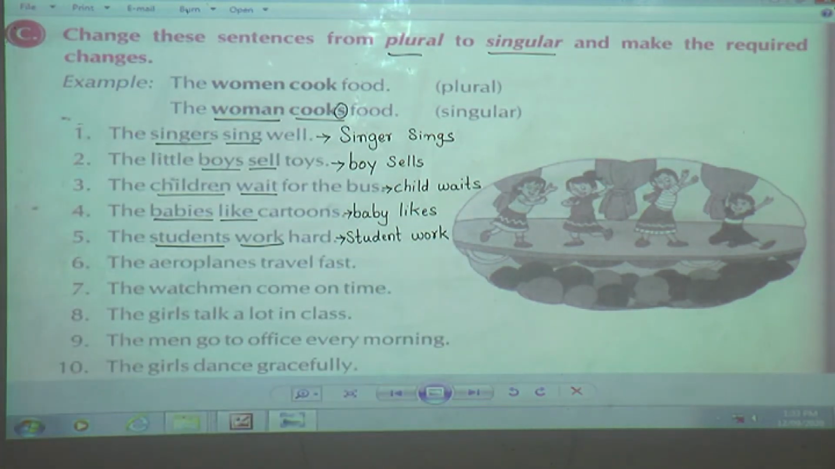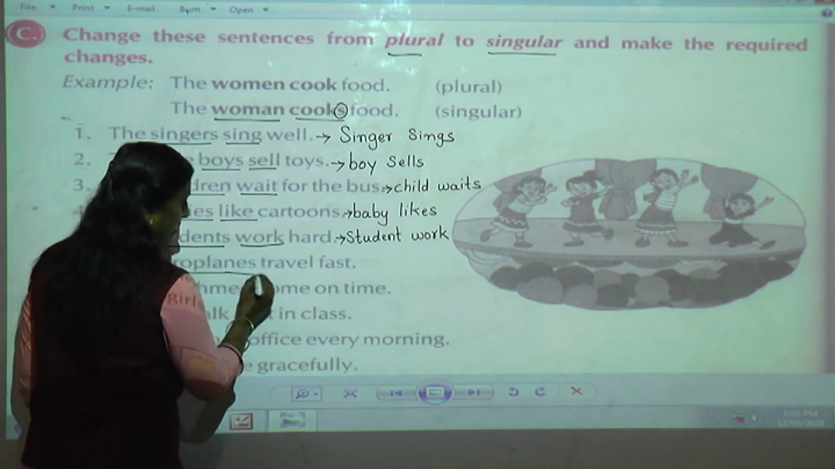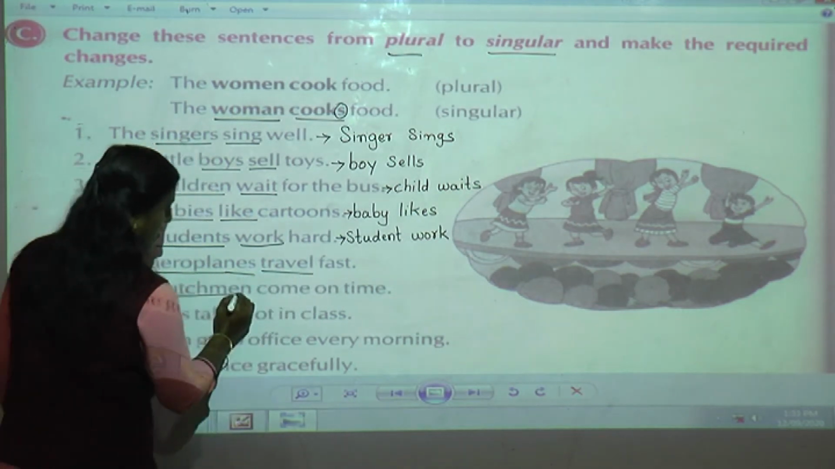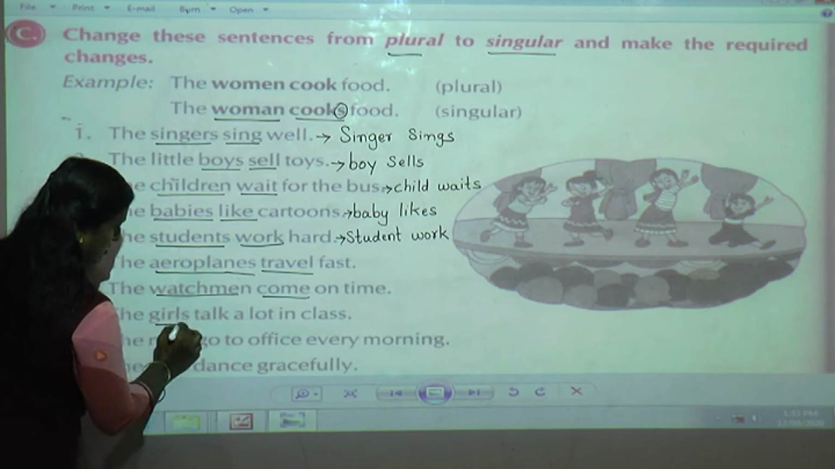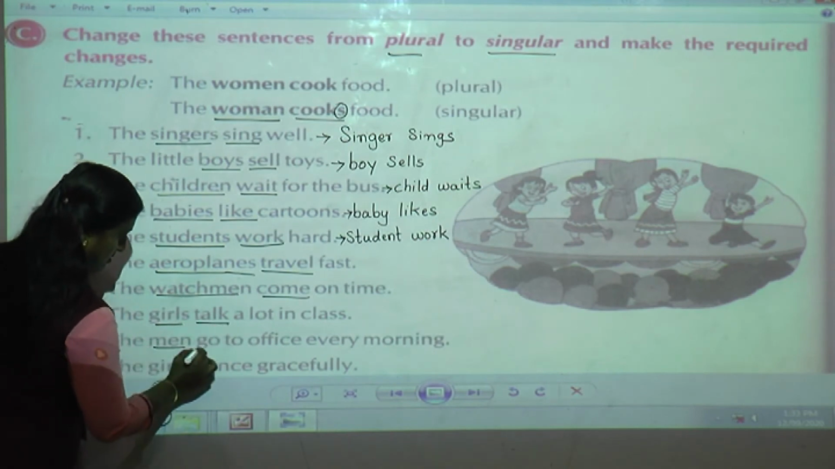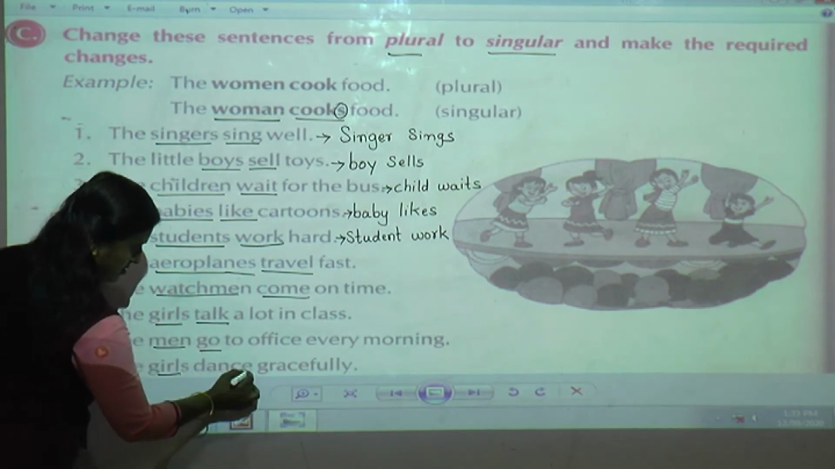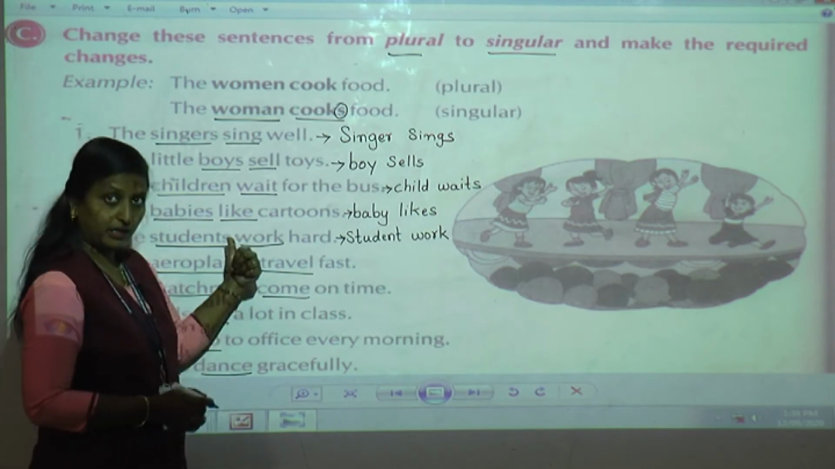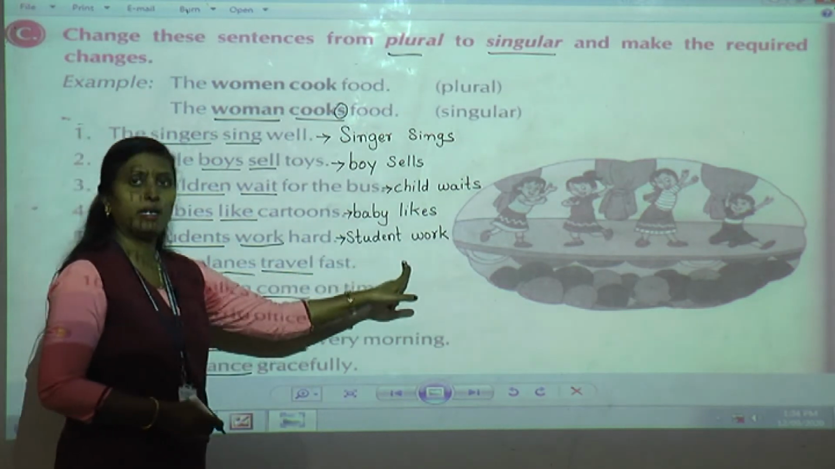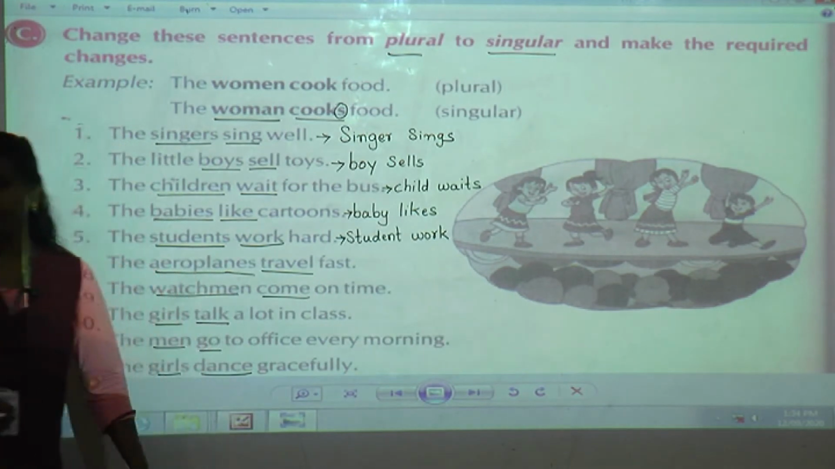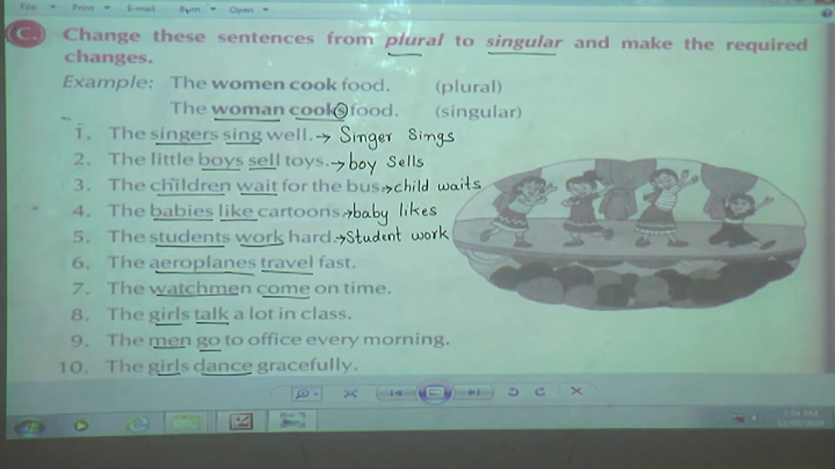Done? Okay. So for example, I have solved. The remaining 6, 7, 8, 9, 10 you have to do. If you want, I will just underline the parts where you have to make the changes. The one which I have underlined, only those changes you will make and write here itself. Okay? It is very easy. After this session, you can write within 5 minutes. Done. So we'll move on to exercise D.